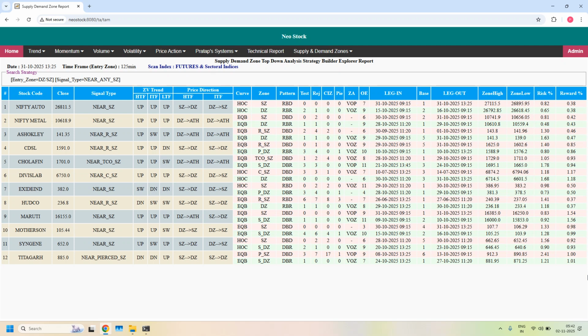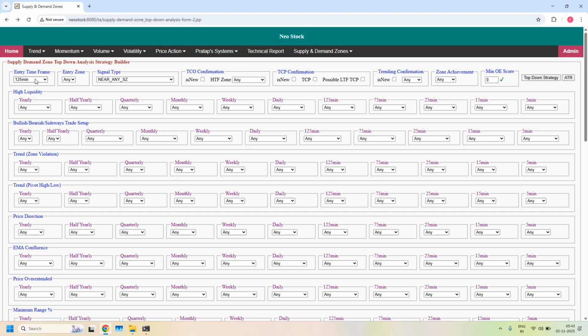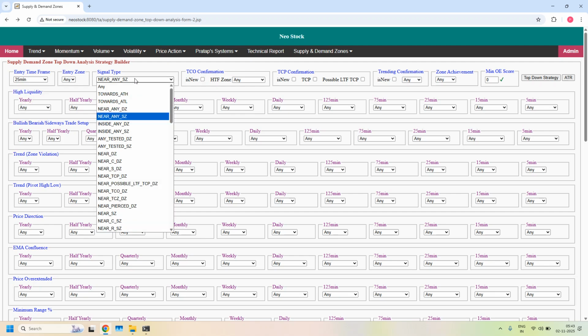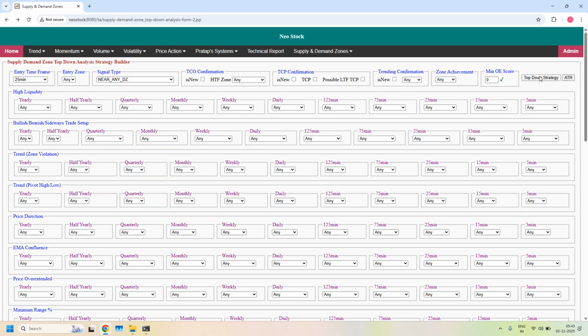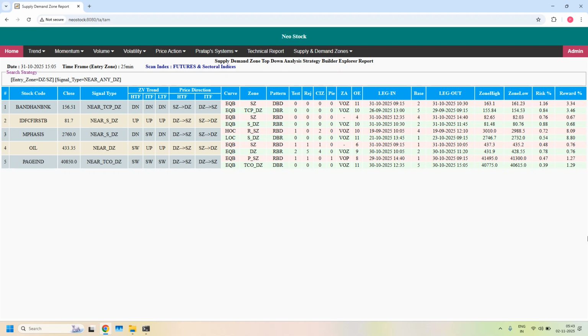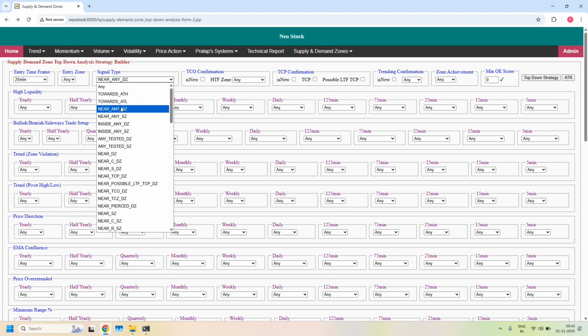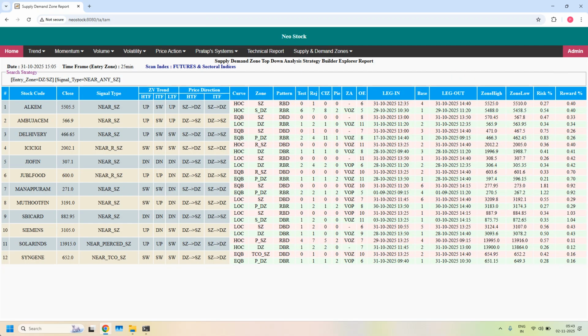Next time frame 75 minutes already generated in the beginning of the report. So the next time frame is 25 minutes. Stocks near to the 25 minutes demand zone. We got 5 stocks. Next, stocks near to the 25 minutes supply zone. We got 12 stocks.